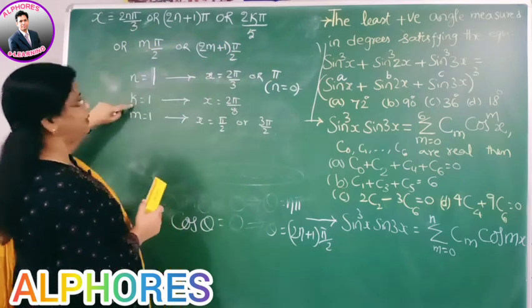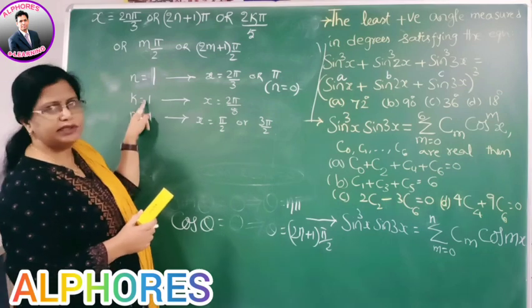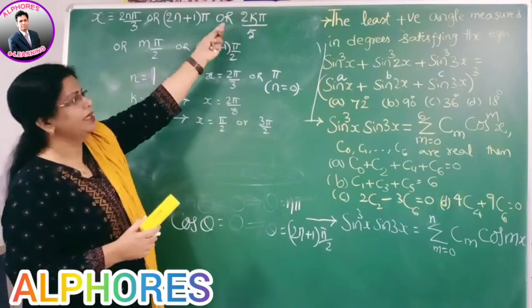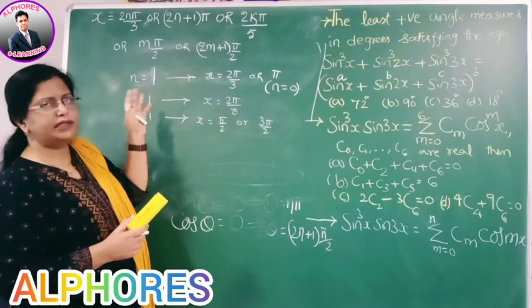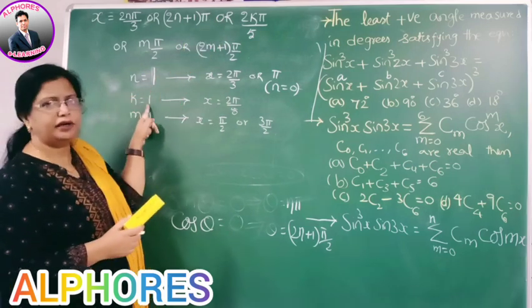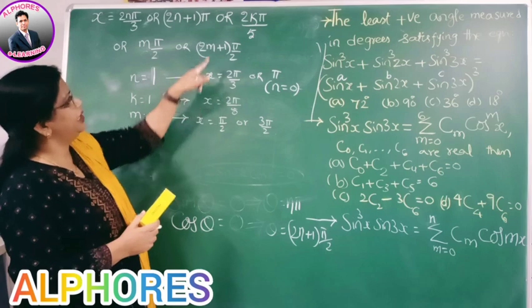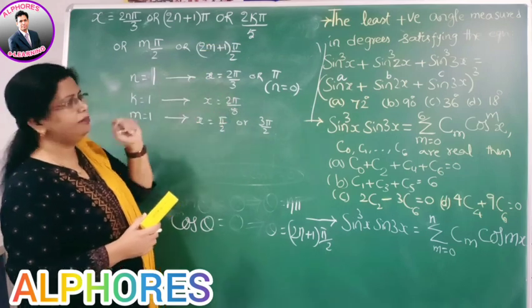So what do I have to take here for k? 1 onwards, because these are integers. After 0, the only possibility is 1. Therefore, we kept the k value as 1. Then you got x equal to how much? 2 pi divided by 5.